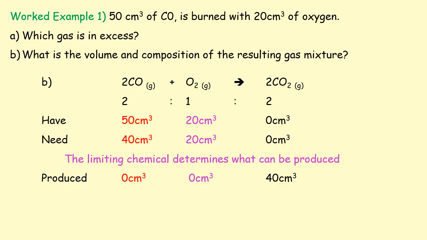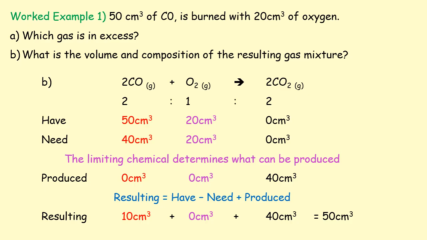And oxygen is in a 1:2 ratio with our carbon dioxide. So if we use 20 oxygen as the limiting reactant, we will make 20 times 2, 40 centimeters cubed of carbon dioxide. The resulting mixture is what you had at the start, take away what you needed to react, add on what you produced.